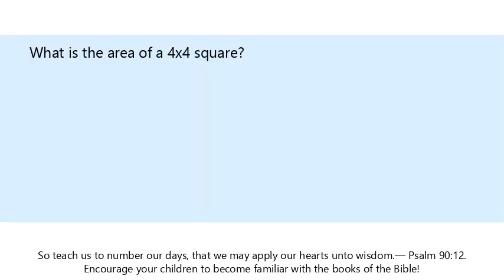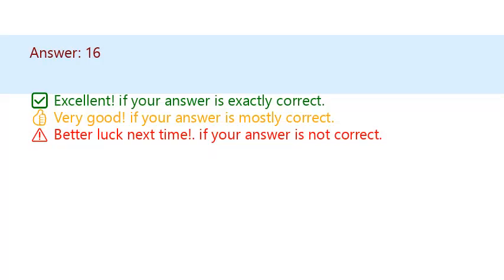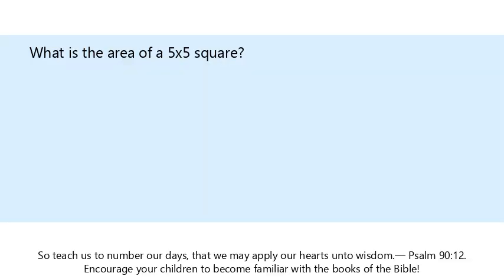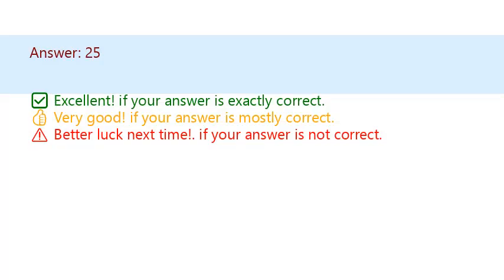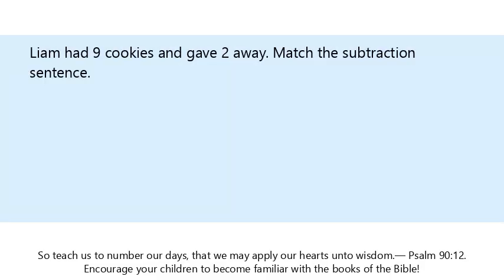What is the area of a 4 by 4 square? Answer, 16. What is the area of a 5 by 5 square? Answer, 25. Liam had 9 cookies and gave 2 away.